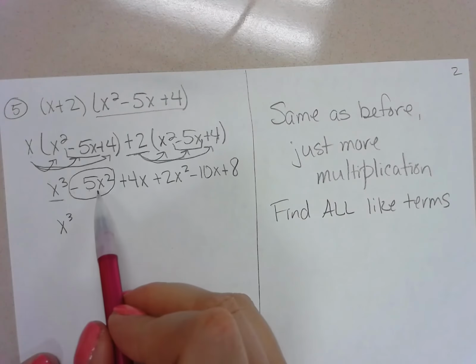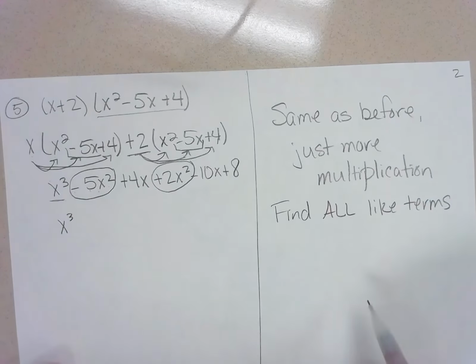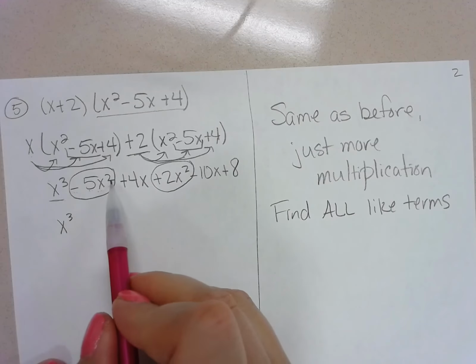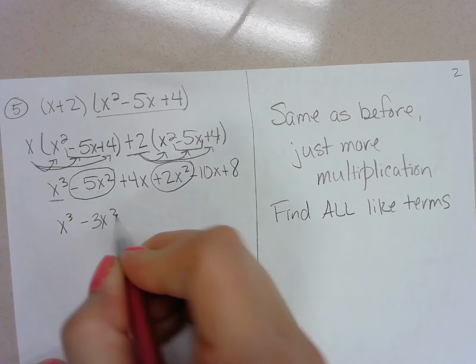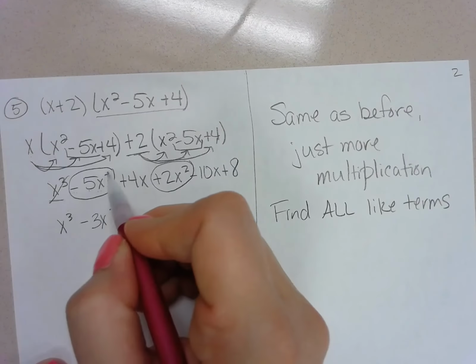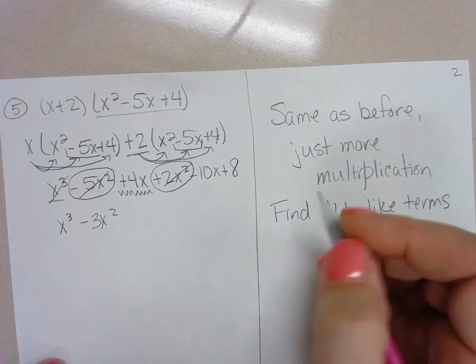I've got a negative 5x squared, and I have a positive 2x squared. So negative 5x squared plus 2x squared gives me negative 3x squared. So I've used this, I've used this, I've used this. I have a positive 4x.